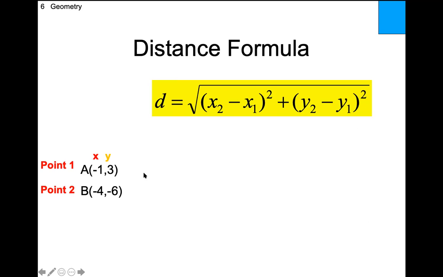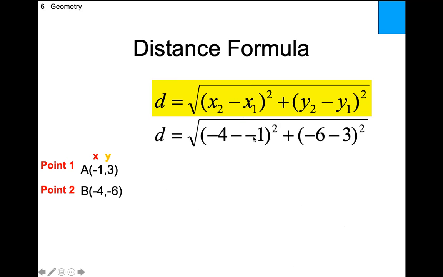And while the point's negative as well, that's why you get these two negatives right there. -4 is the x value of point 2. -1 is the x value of point 1. And there's a minus sign in between them. So you get these two negatives. Y sub 2 is -6. Y sub 1 is 3.